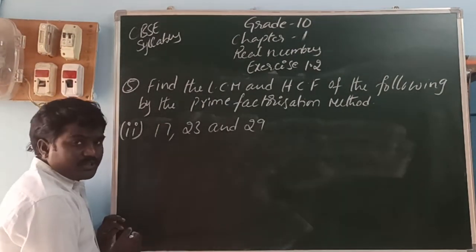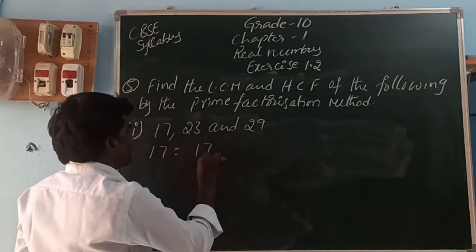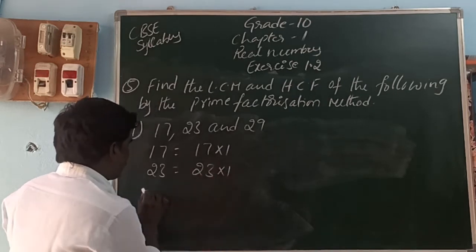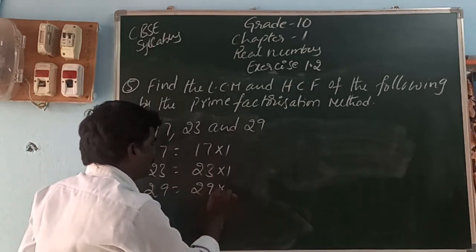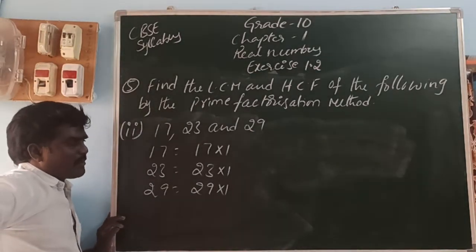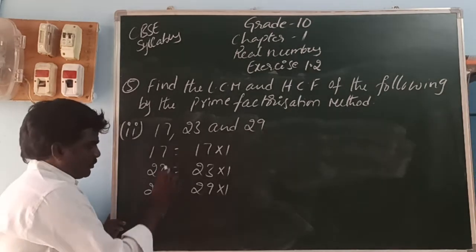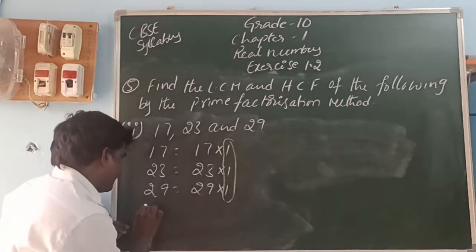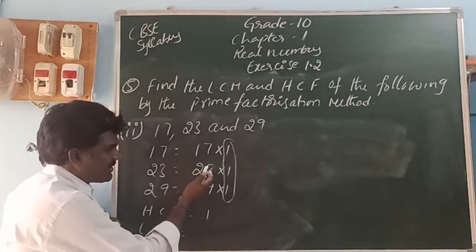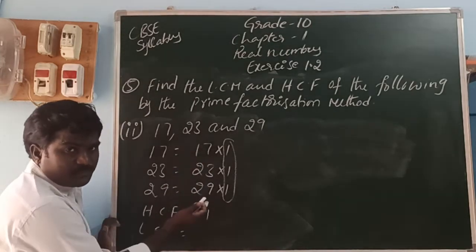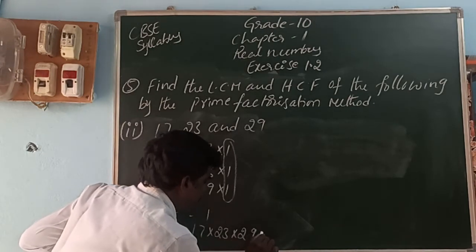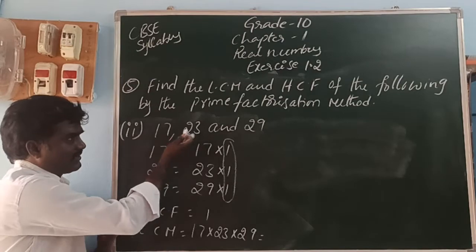Next numbers 17, 23, 29. 17, how can you write? 17 into 1. 23, how can you write? 23 into 1. 29, how can you write? 29 into 1. Okay, these are all prime numbers. So in this prime factorization, what is the common number? 1. So HCF is 1. Next, LCM is the product of the highest multiple of all prime factors. Here, 17 into 23 into 29. This product becomes the LCM of the three numbers.